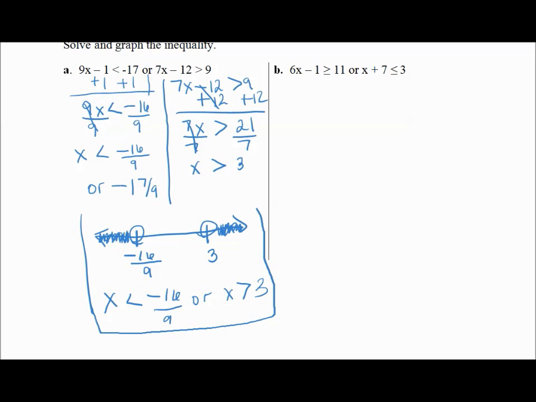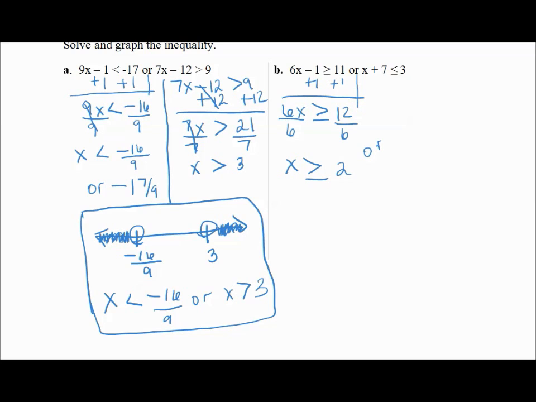Once again, if you've made a mistake, please make your correction. And then on the last one, I have 6x minus 1 greater than or equal to 11, or x plus 7 less than or equal to 3. I'll add the 1 to both sides, leaving me with 6x greater than or equal to 12. Divide by 6. Leaves me with x greater than or equal to 2.